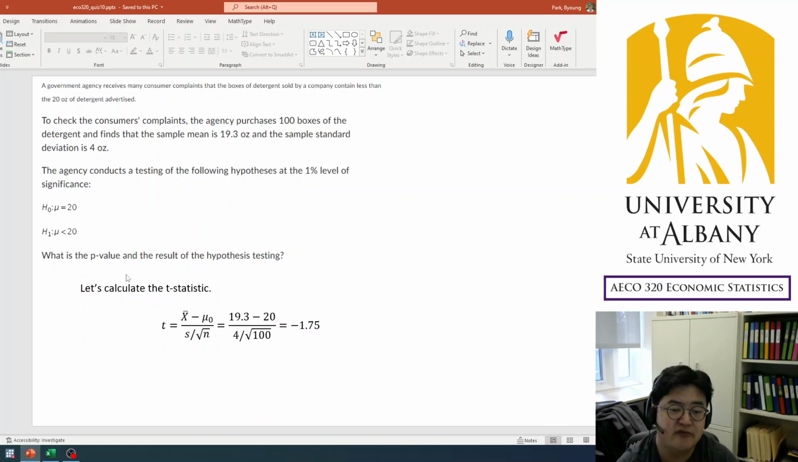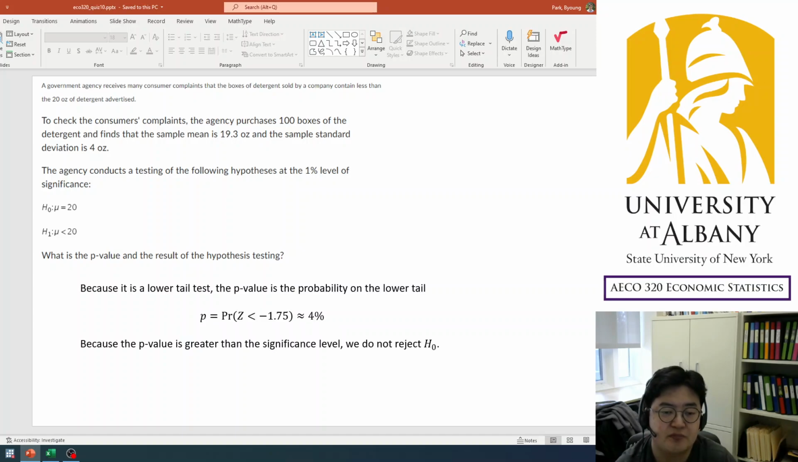To calculate the p-value, first we need to calculate the t-statistic. So the t-statistic is like this. Your sample average and your belief, calculate the difference and standardize with the standard error, right? So your sample average is 19.3, your belief is 20, and the standard error is 4 over square root 100. So calculate that, you are going to get minus 1.75. That is the t-statistic.